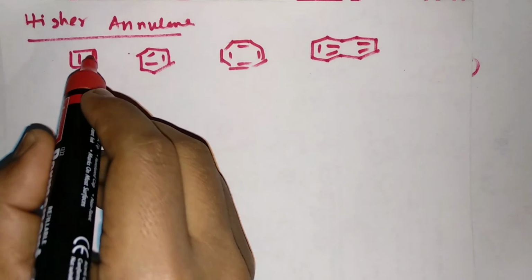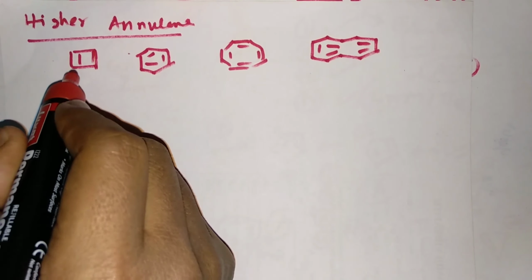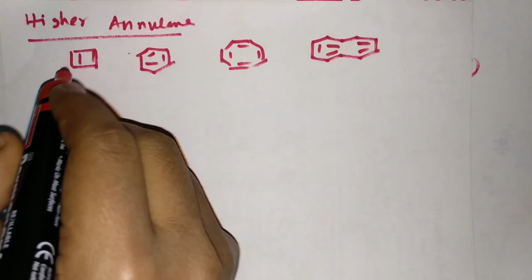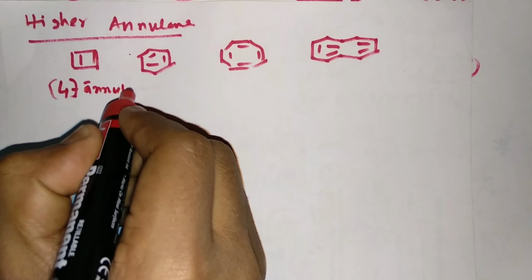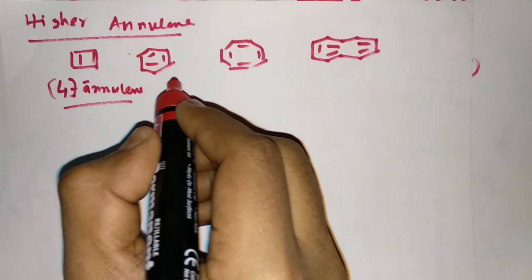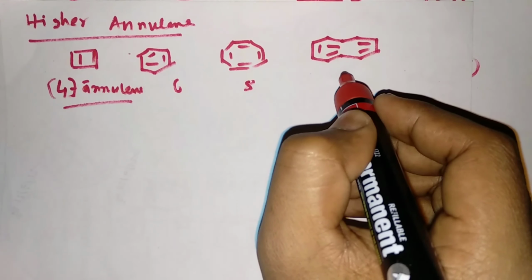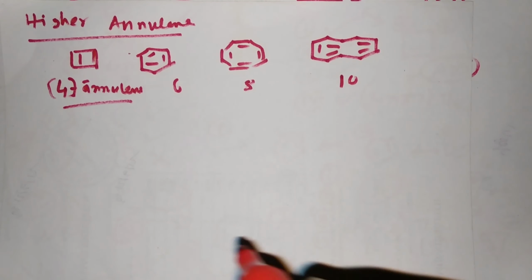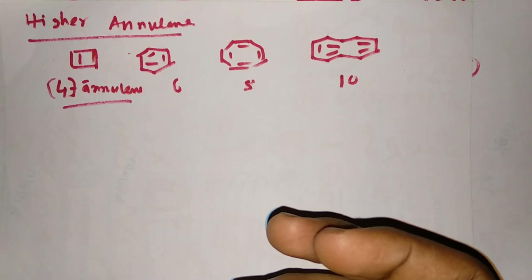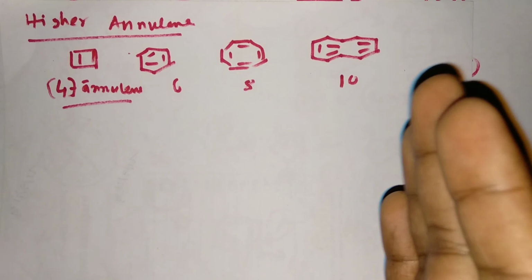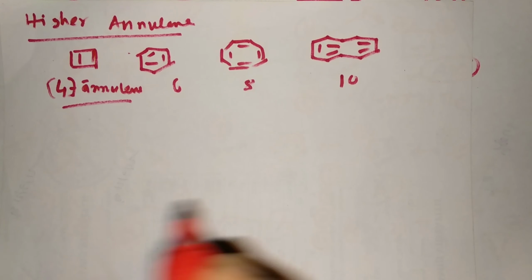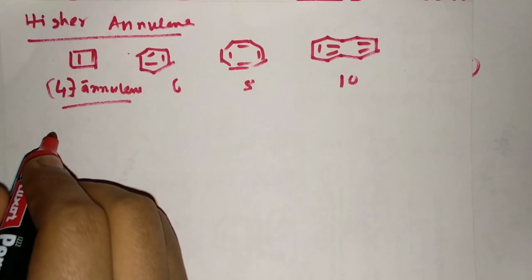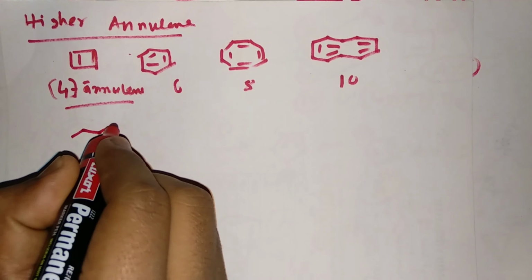Okay, so this has 2 pi bonds, that is 4 pi electrons are present. So it is called 4 annulene, A-N-N-U-L-E-N-E. This is 6 annulene, this is 8 annulene, this is 10 annulene. A lot of other annulenes are present, that is 12 annulene, 14 annulene, 18 annulene. So, okay, let's give some example of 12 annulene. Okay, so 12, how will it look? It will look like this one.